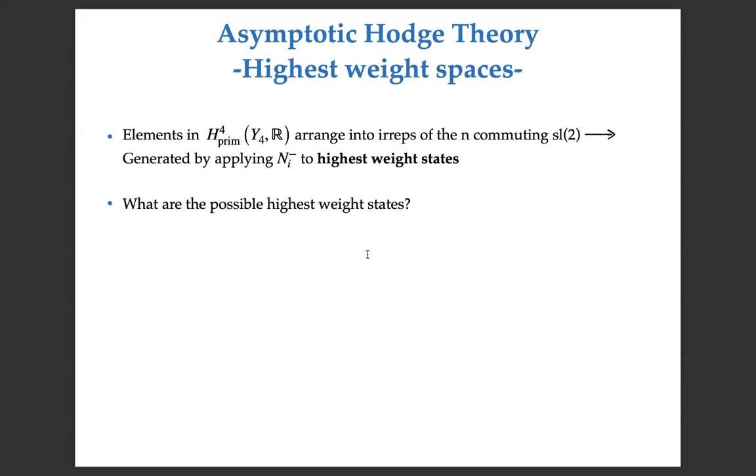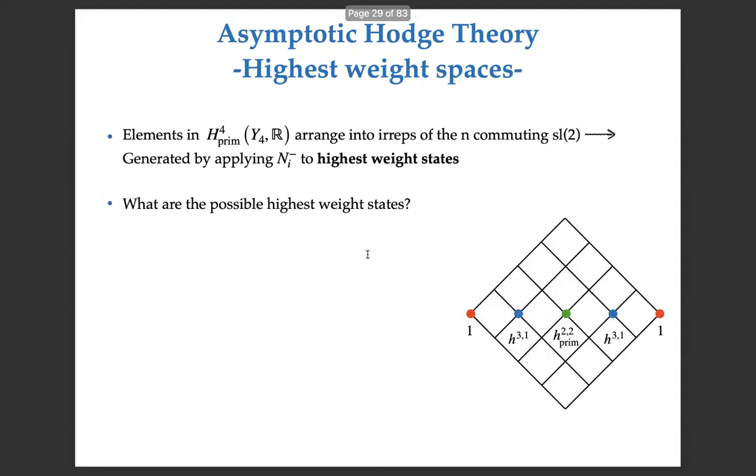So the question here is, what are the possible highest weight states? Can we say something about them? Can we classify them? And the answer turns out to be positive. We start, as before, with the cohomology, and then as we go to the limit, the primitive four-form cohomology starts spreading there. But the highest weight states can only make very restricted movements in this diagram. The rules for this can be derived from the theory of asymptotic Hodge theory.